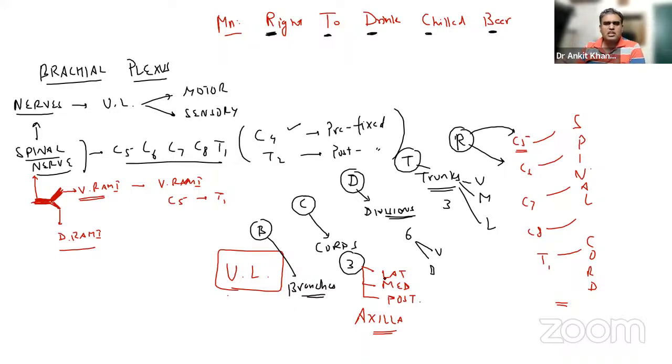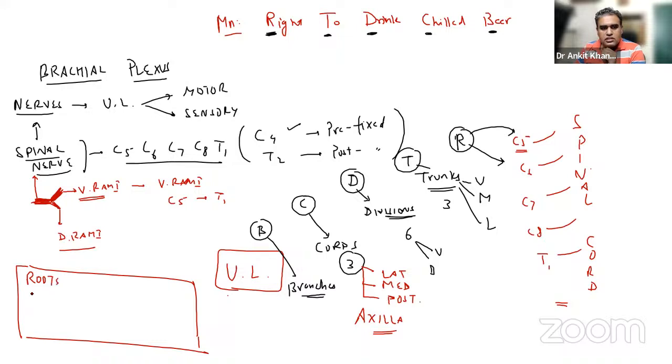And then these 3 chords are going to give so many branches. It does not mean that only chords will give branches. But do remember, I'm writing in a small box over here, that chords are obviously going to give branches. But the roots and trunks will also have branches. Roots and trunks will also have; divisions won't have any branches. You have to remember at least two branches of root and trunk. So 2 branches of root, 2 branches of trunk. Then there are going to be branches from chord.